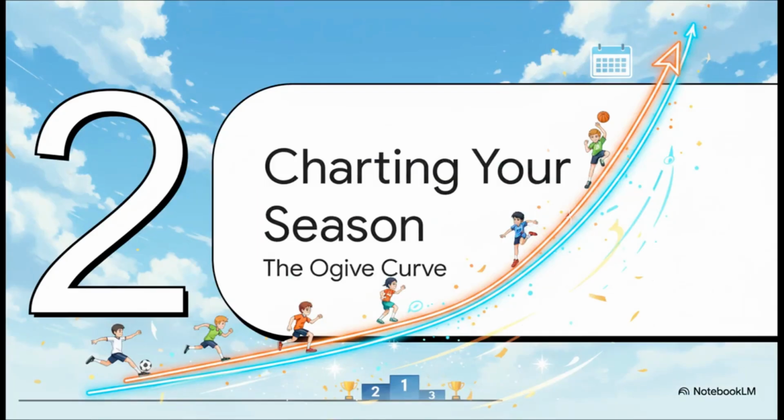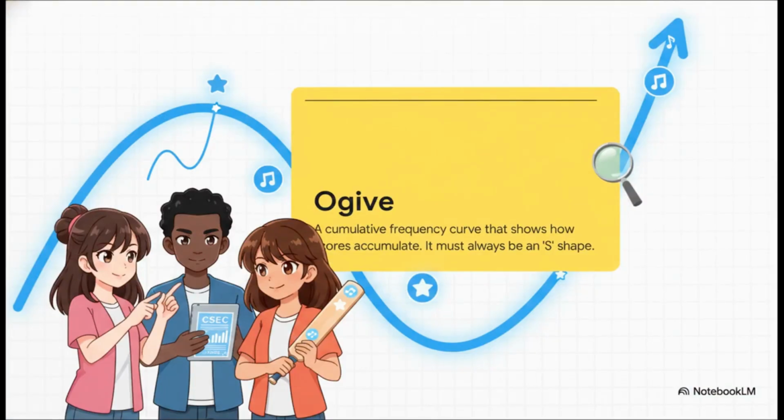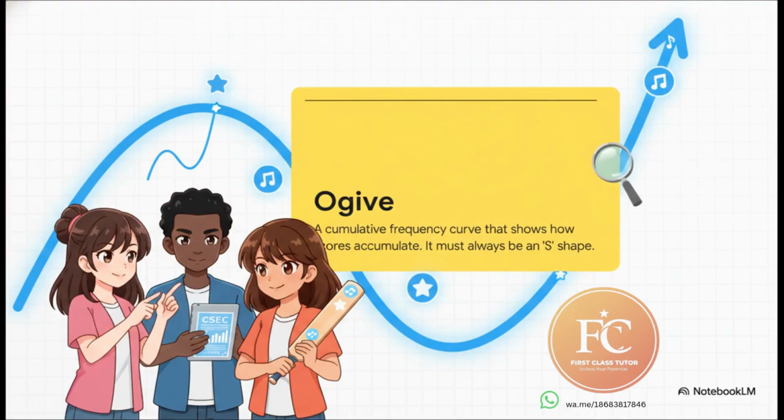All right, we're moving from a single performance to the big picture now. We're charting your entire winning season. It is time to draw the ogive, which is just a fancy name for the cumulative frequency curve. So I want you to think of the ogive as your season progress chart. It's a picture of how your runs, or in this case, the student scores, accumulate over the entire match.